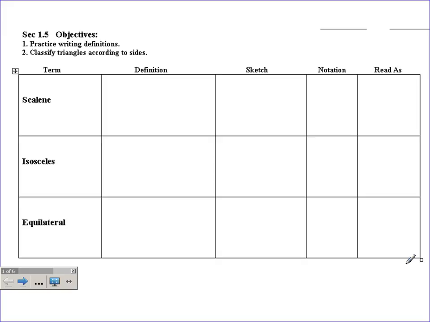Classify by the side. That should really be one of the objectives, is basically to classify by side. Okay? So that's really what we're talking about, just so everyone knows what we're doing today.